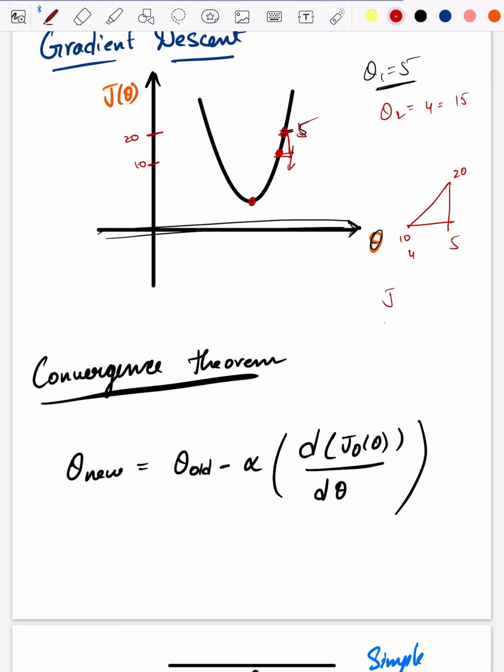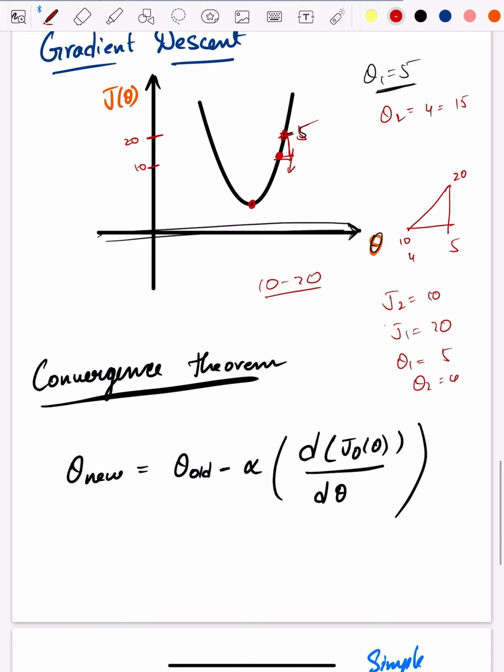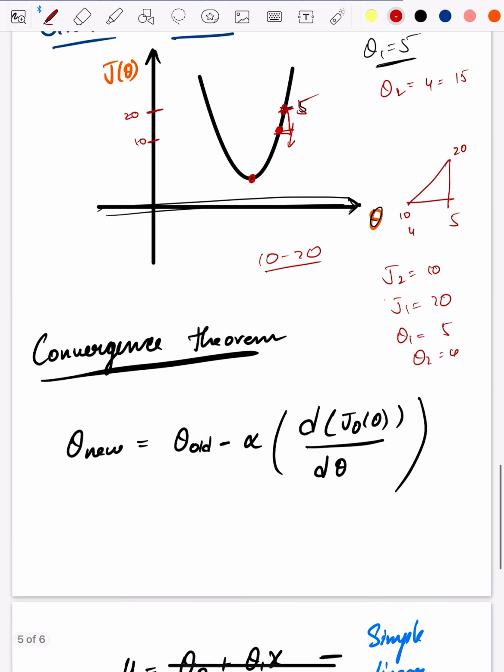The J2 is 10, J1 is 20, theta 1 is 5, theta 2 is 4. Okay, now you do the math. 10 minus 20 divided by 4 minus 5. So it's gonna be minus 10 by minus 1.